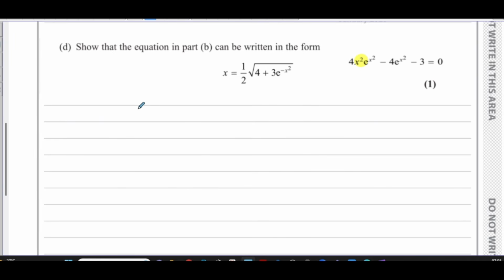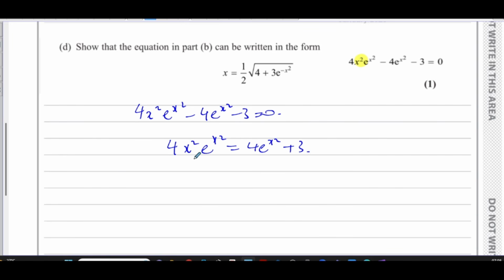So the first thing I'm going to do is I'll have 4x squared times e to the power of x squared minus 4e to the power of x squared minus 3 equals 0. So the first thing I'll do is add the 3 to both sides. So I have 4x squared e to the power of x squared is equal to 4e to the power of x squared plus 3.